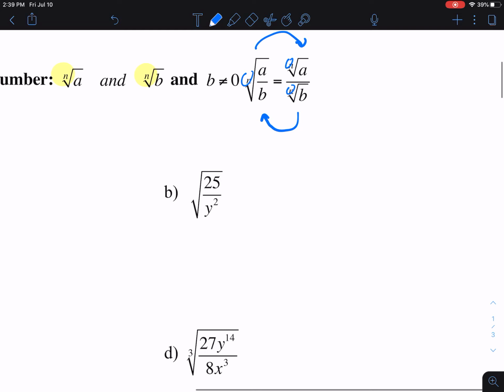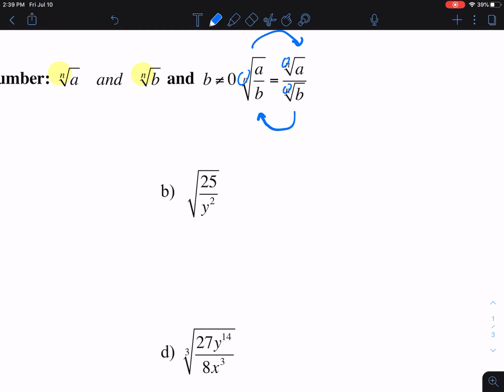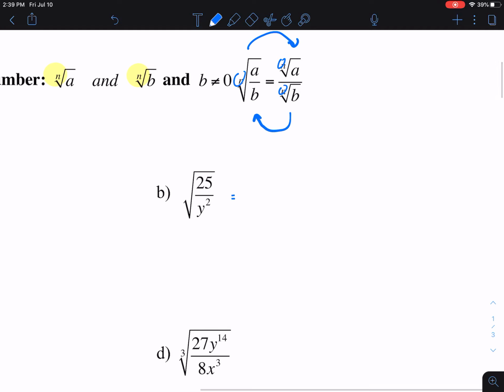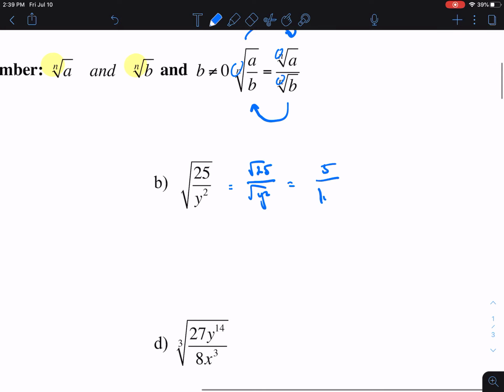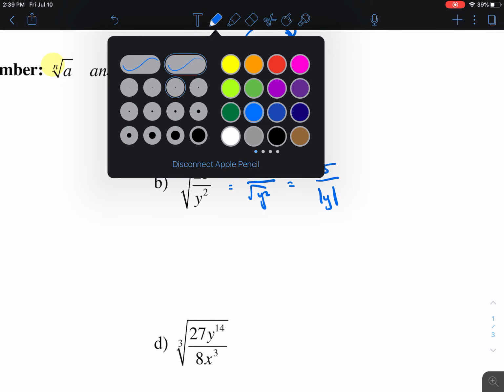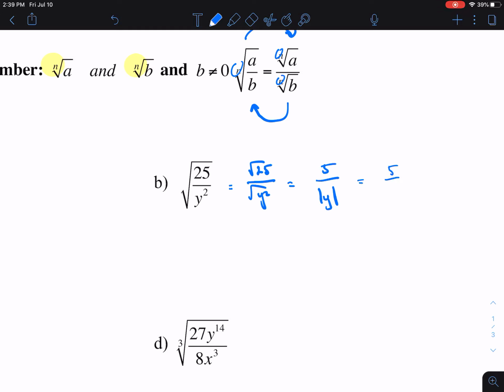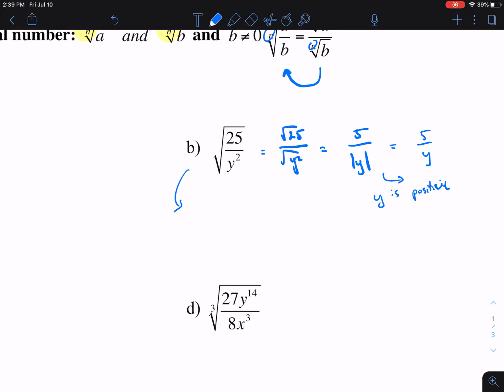So this is saying, find the square root of 25 over y squared. We can either split the square roots like this, and that gives us 5 over the absolute value of y, or we can assume that the variables are positive and keep it simple at 5 over y. So assume that y is positive. Or we can say, what fraction squares to give 25 over y squared? Well, that fraction is 5 over y. So we could have done that as well. Either way will work.